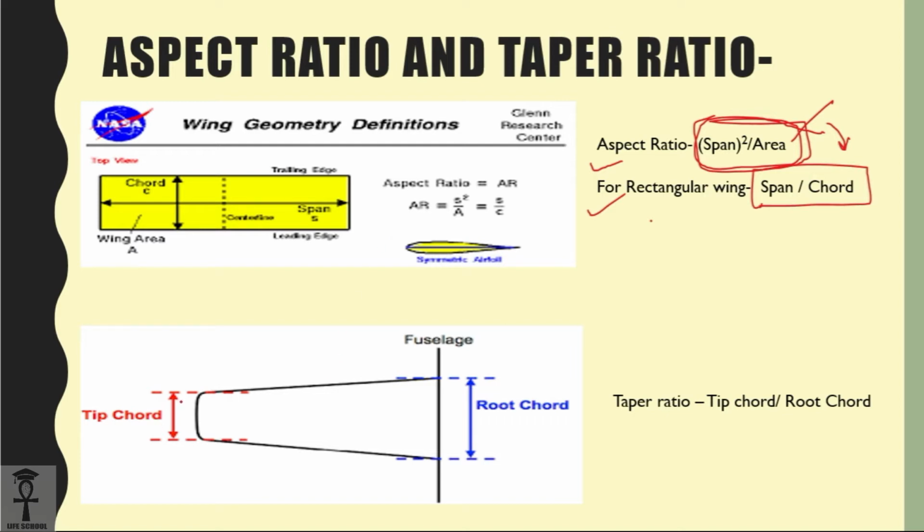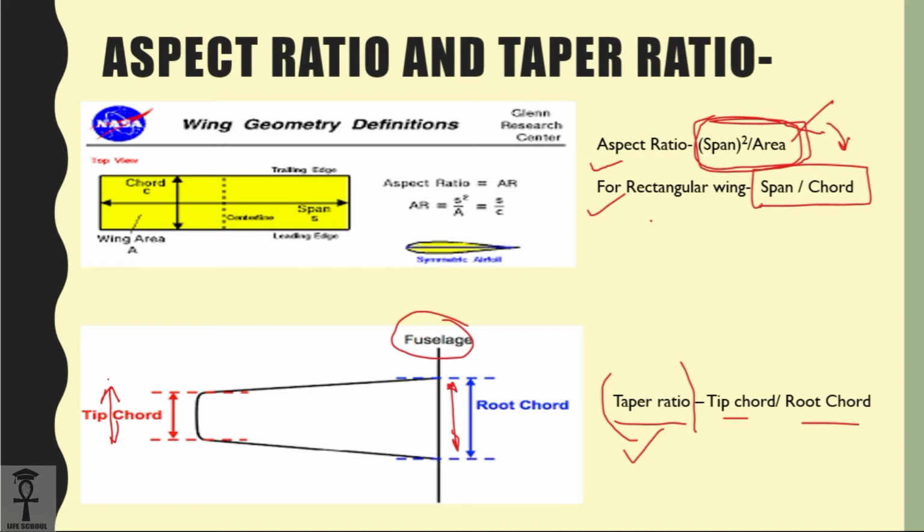The next term that we are going to see is the taper ratio. The taper ratio is the ratio of tip chord to root chord. You can see over here, this is the tip chord, the chord length of the tip, and the chord length of the root. The root is the chord that is embedded inside the fuselage, and this is the tip. The ratio of tip to root is known as the taper ratio.